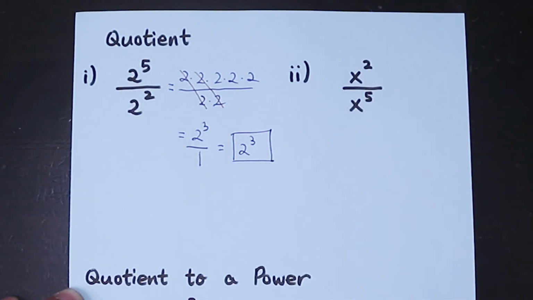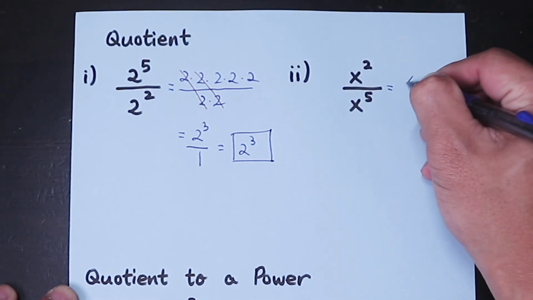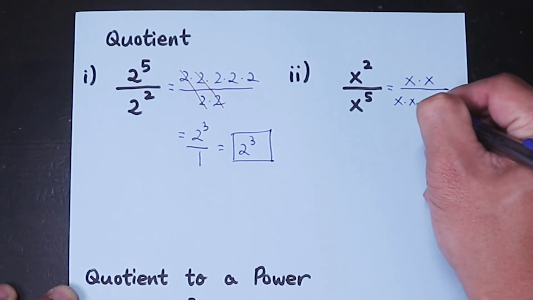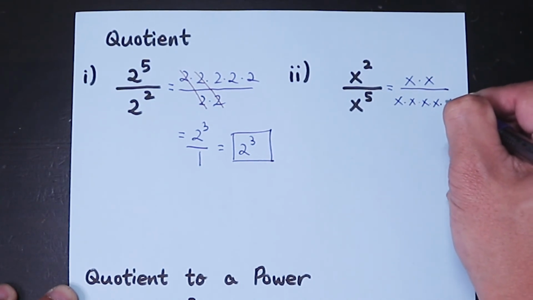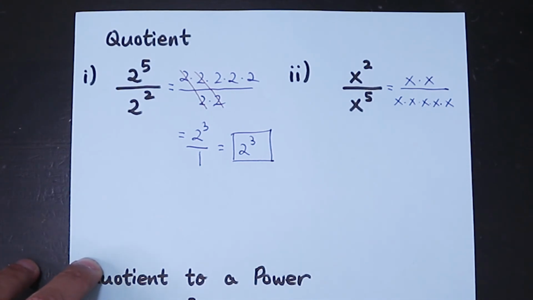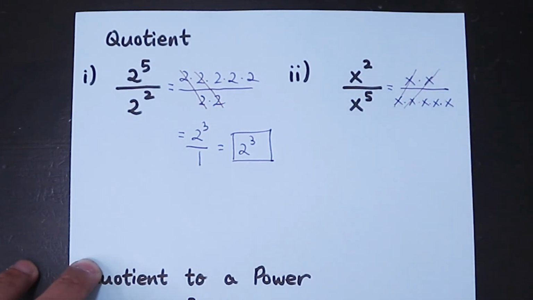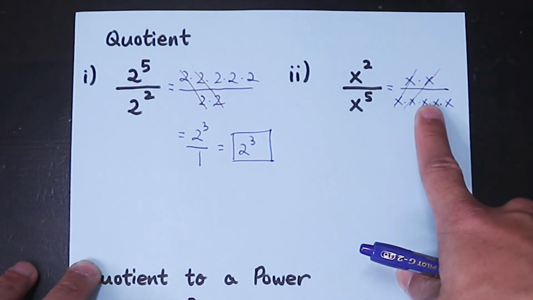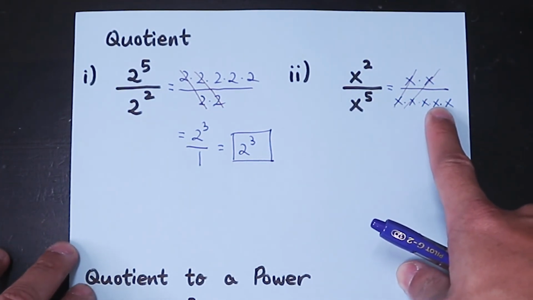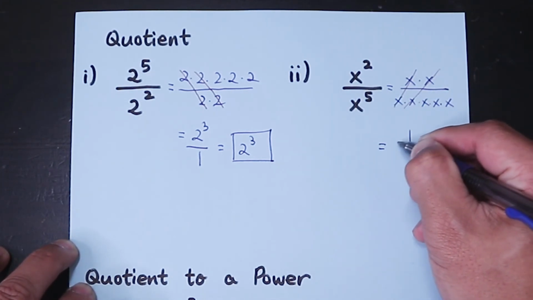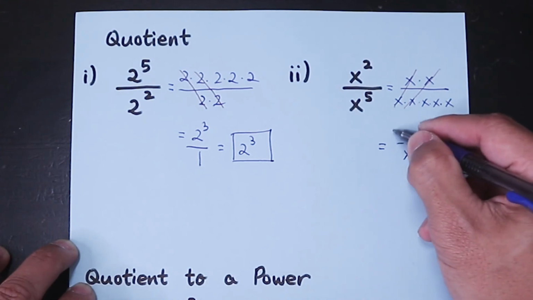Let's try another shortcut. What about this one? So let's do the same thing, let's write it out. So the numerator, I have x times x, and then on the denominator, I have x multiplied by itself 5 times, like this. And then when you see the same thing on the numerator and denominator of the fractions, you cross them out. So you're left with x to the 3rd power on the denominator. Now there's nothing left on the top, you still have to write something. You're going to write 1 over x to the 3rd, like this.